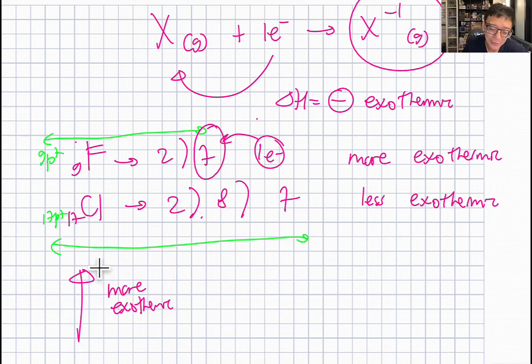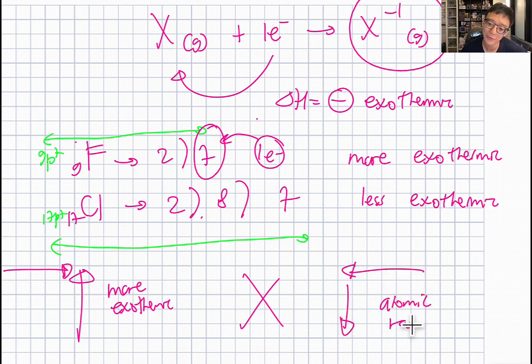And then this is more exothermic as well. So left to right more exothermic, up to down more exothermic. If you see this trend, actually this is kind of the opposite of atomic radius. Look at this, atomic radius. So knowing and determining the atomic radius is sometimes one of the easiest ways for us to determine the other periodicity properties.